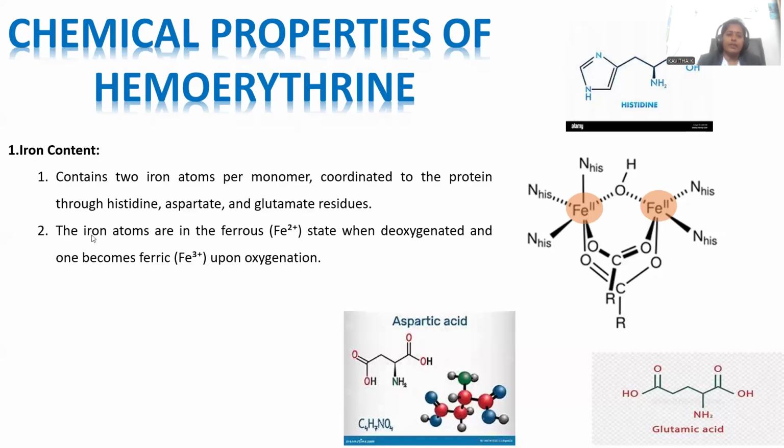metalloprotein, and iron atoms are taken in the form of the ferrous state in the deoxygenated form. Whenever it becomes oxygenated, that will be ferric. So the oxidation process is accomplished over there by the oxygenation process.